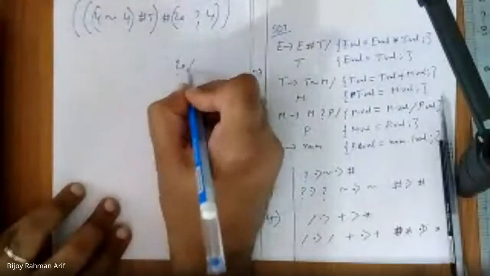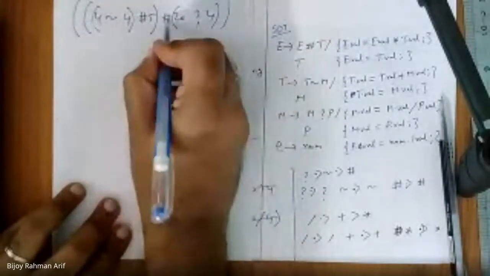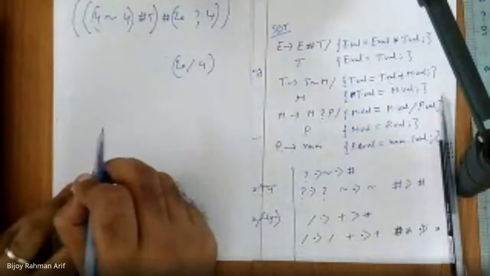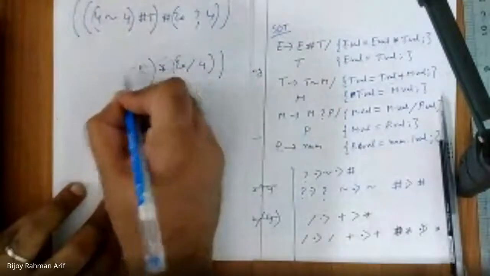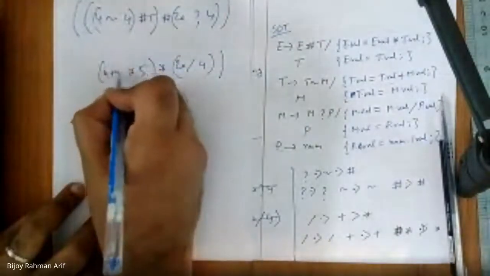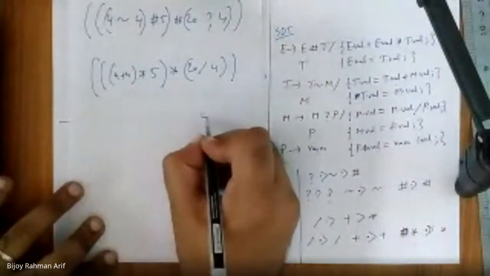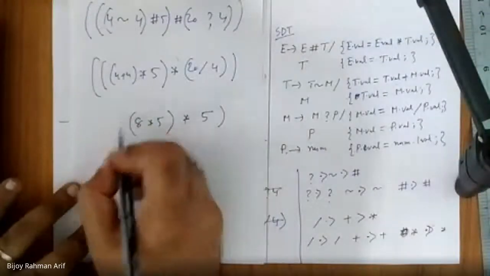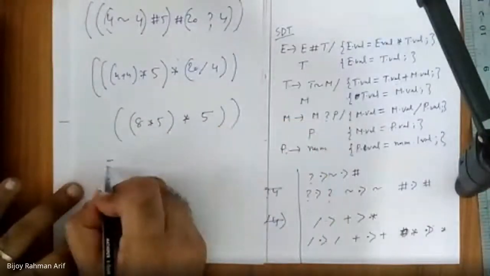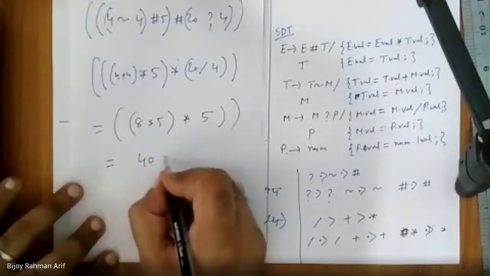Now just change the operators. This one is nothing but division. Hash is what? Star. Then star, finally 4 plus 4. Done. Now complete the example with brackets. So this one becomes 5 star, this one becomes 8 star 5, and this is nothing but 40 star 5.